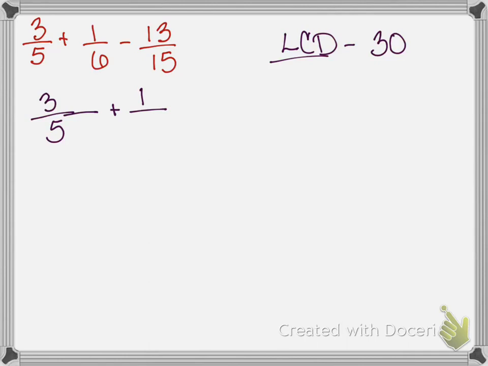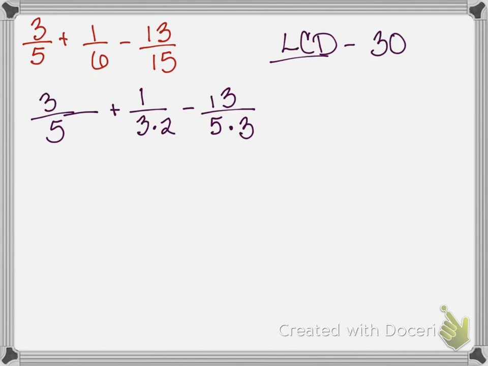So what does 6 break down to? What times what equals 6? 3 times 2. Okay? 3 times 2 are both prime numbers. That means they can't be broken down anymore. So I have factored 6 into primes. 5 can't be broken down at all. 5 is a prime. Okay? Now, what does 15 break down to? 5 times 3.